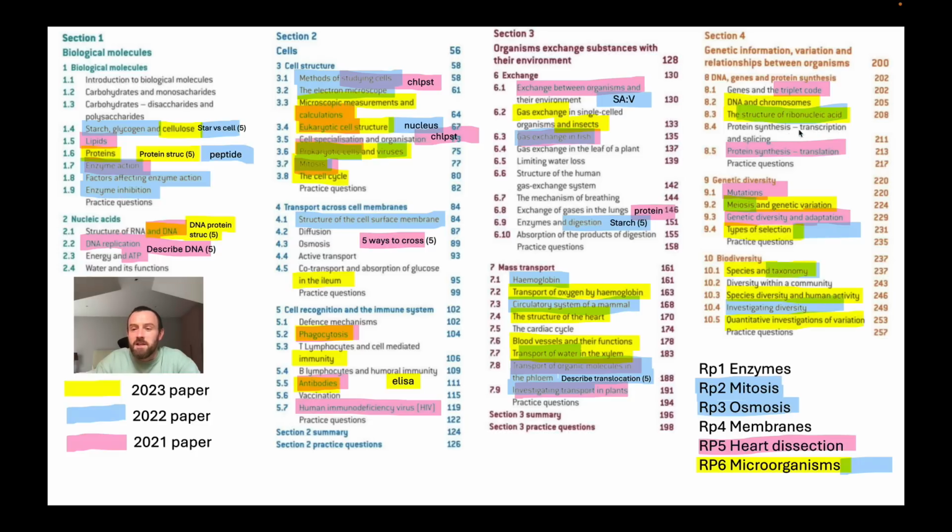Protein synthesis, transcription and splicing hasn't come up for a while. Translation came up in 2021, but transcription and splicing might be something that comes up. And then maybe measuring biodiversity in that one. Let's look at the year 13 content.